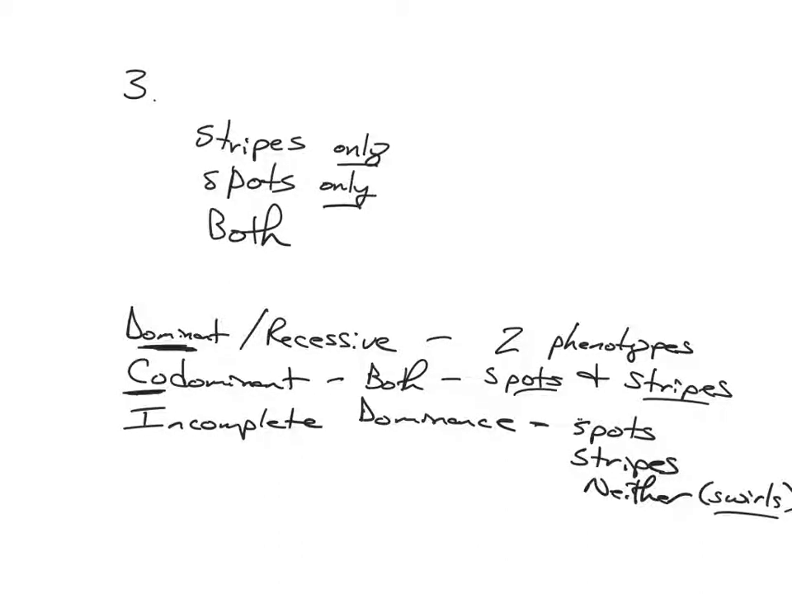Codominant means both show up. Dominant means it shows up if it's present. Recessive means it only shows up if the dominant's not there. Codominant means if they're both there, they both show up, like co-captains. And incomplete dominance means neither one shows up. Something new shows up. So red and white make pink, not red with white spots or white with red spots.